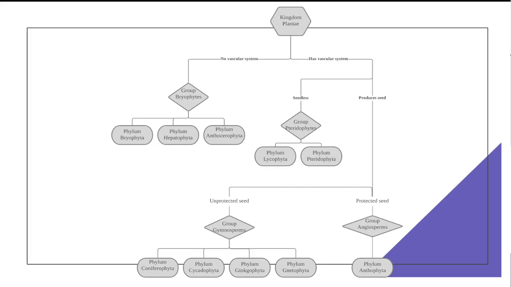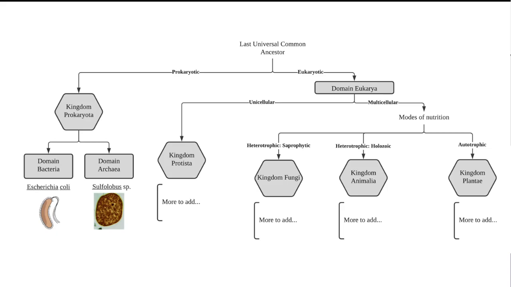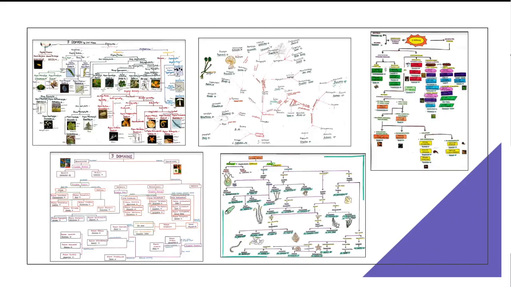phyla, which are phylum Coniferophyta, phylum Cycadophyta, phylum Ginkgophyta, and phylum Gnetophyta. And of course, the very familiar protected seed, or seed enclosed by ovary, is the flowering plants, which is group Angiosperms, with only 1 phylum, which is phylum Anthophyta. So the idea is you would take all of these branches, add it in here, and then that should make a complete tree of life.